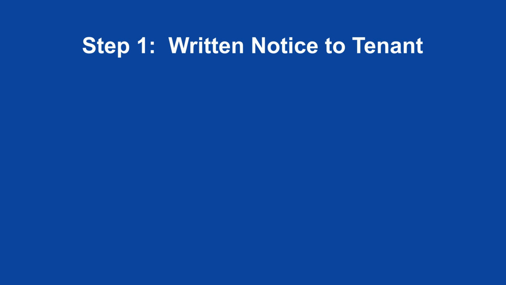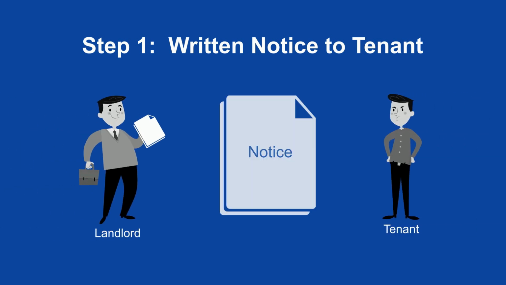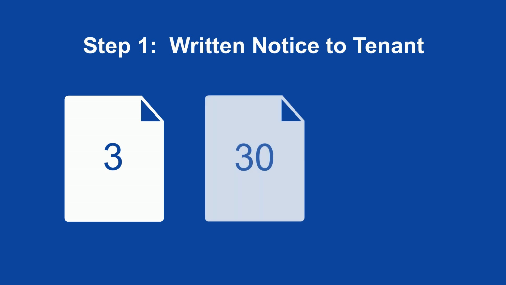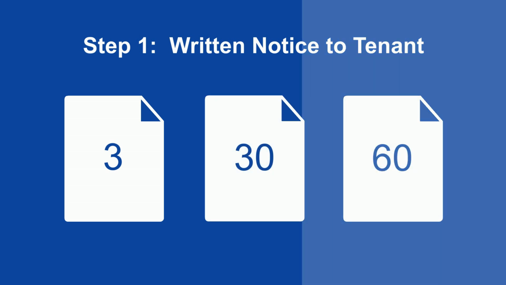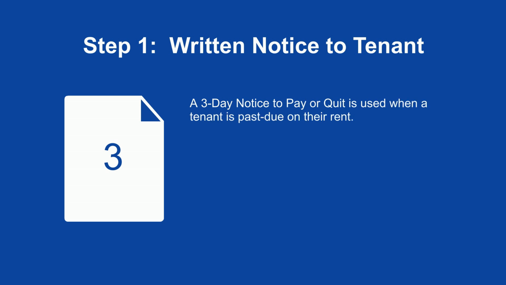Step 1. Written notice to tenant. A landlord must give the tenant written notice before starting an eviction case with the court. The type of notice provided will depend on the circumstances of each case. There are several types of common notices. A 3-day notice to pay or quit is used when a tenant is past due on their rent.